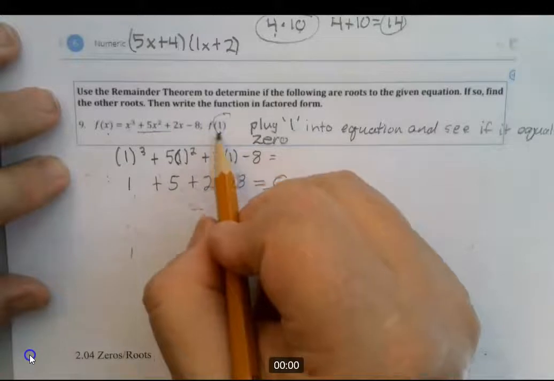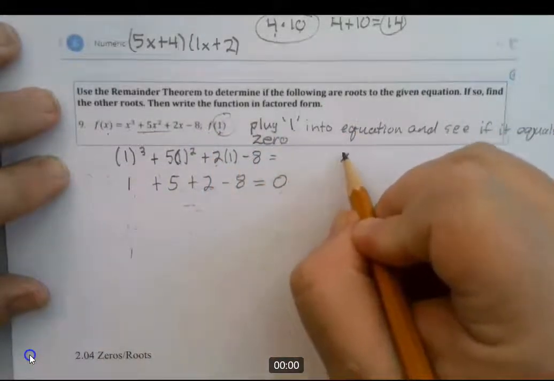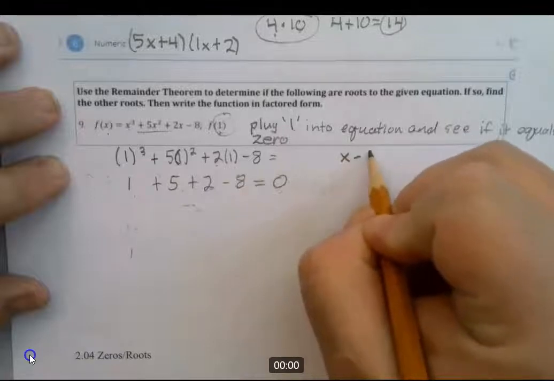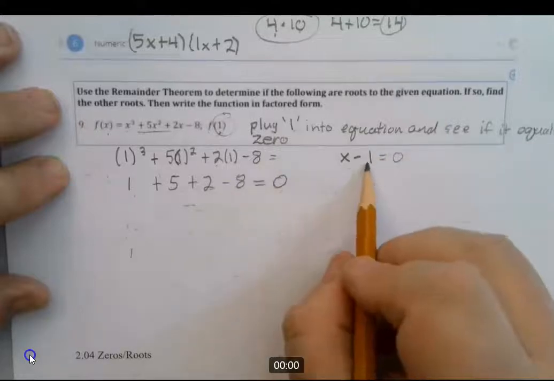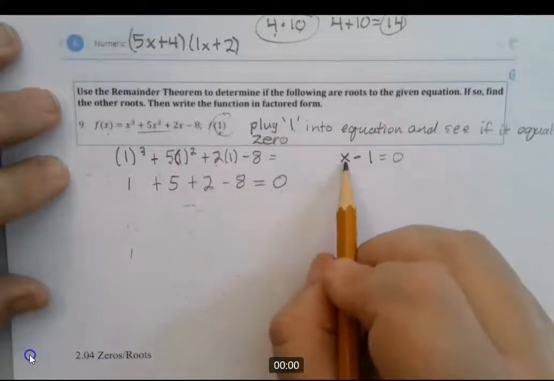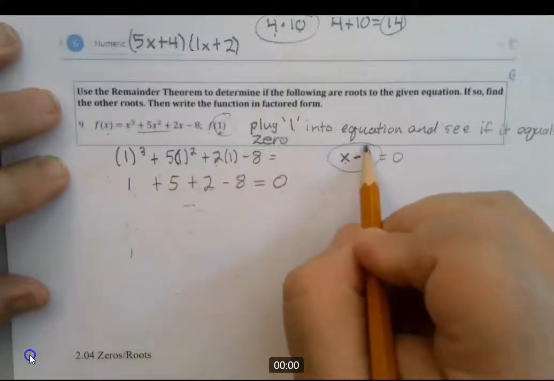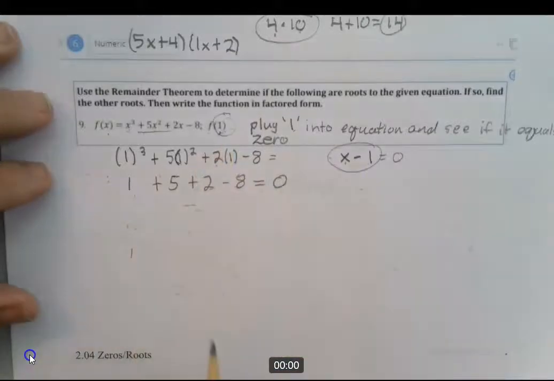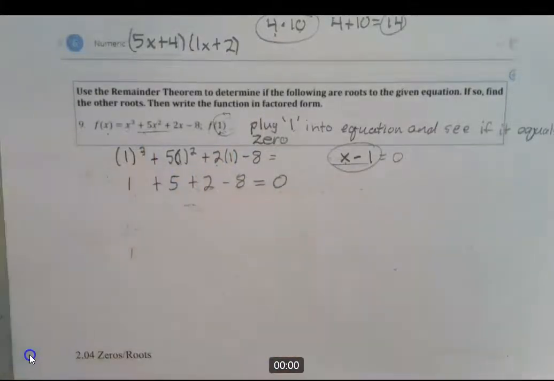So that means 1 is a 0. And if 1 is a 0, then the factor must be x minus 1. Again, why is that? Because what makes this factor go to 0? If x equals 1. So that 1 we determined is a 0. So this is going to be the factor that's associated with that 0. It's x minus 1. That means we can divide this into our polynomial, and it should come out to be no remainder because it is a factor.